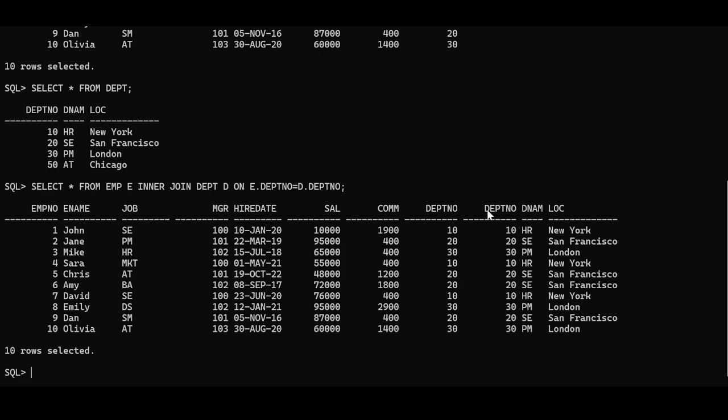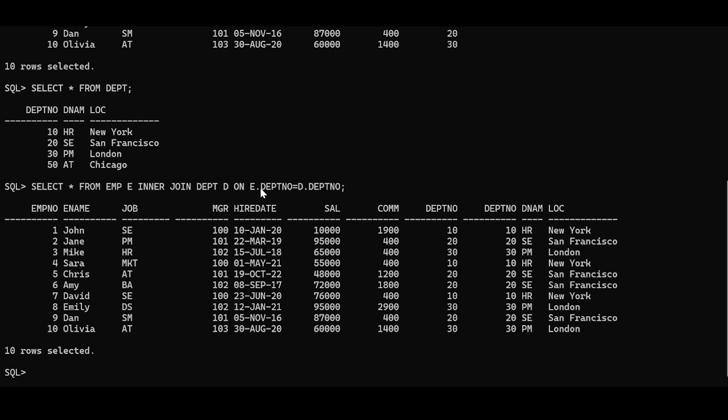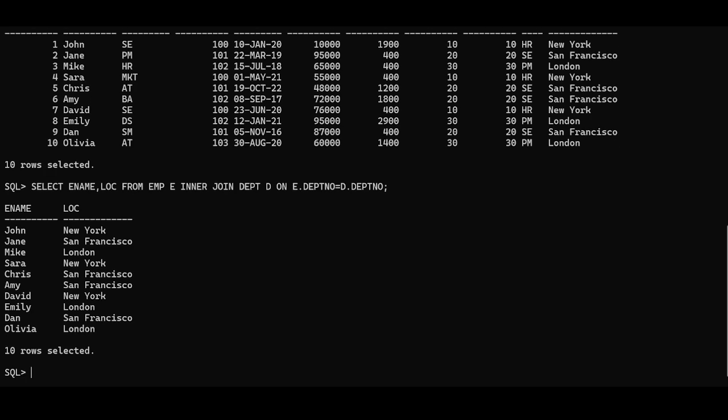If you see, both tables are joined together, the employee table and the department table, based upon the given condition. Now we just want to find the employees. I just want to see the employee name and the location. First let me see only these two columns.